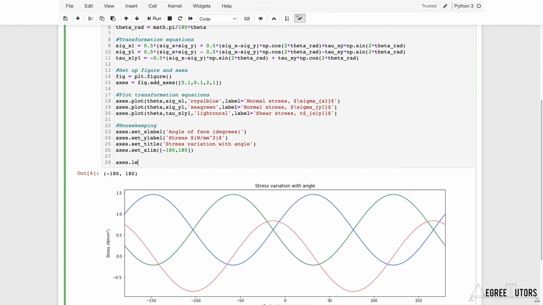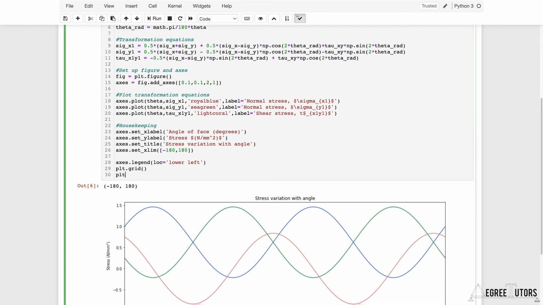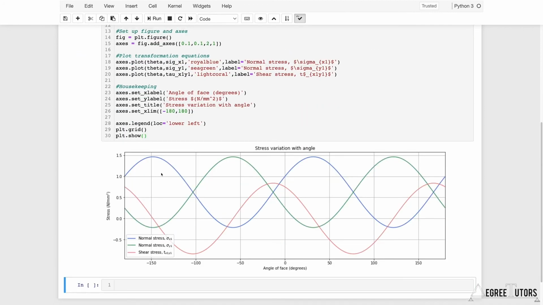Oh yeah, we want our legend. Axes dot legend. We're going to set the location equal to the lower left. I want a grid, so I'm going to say plt dot grid, and I want to get rid of this little output statement here, and to do that I'm going to say plt dot show. Let me see, what does that give us? Okay, we're getting somewhere.